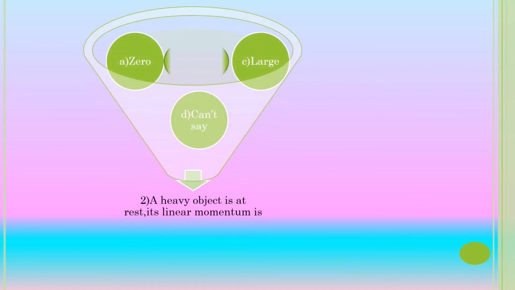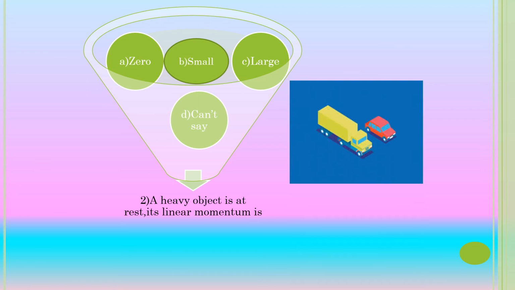Question number 2 says that a linear object is at rest. Its linear momentum will be: and there are four options: 0, small, large, can't say. Okay, now the object is at rest. See, if the object is at rest, that means there is no velocity in the object. So what will be the linear momentum?